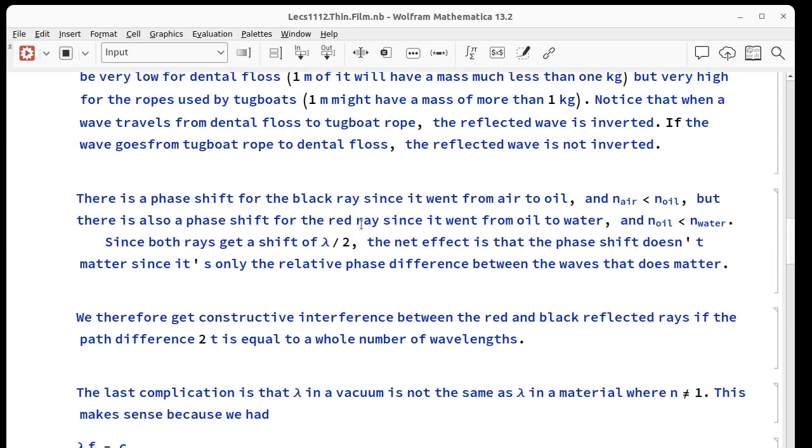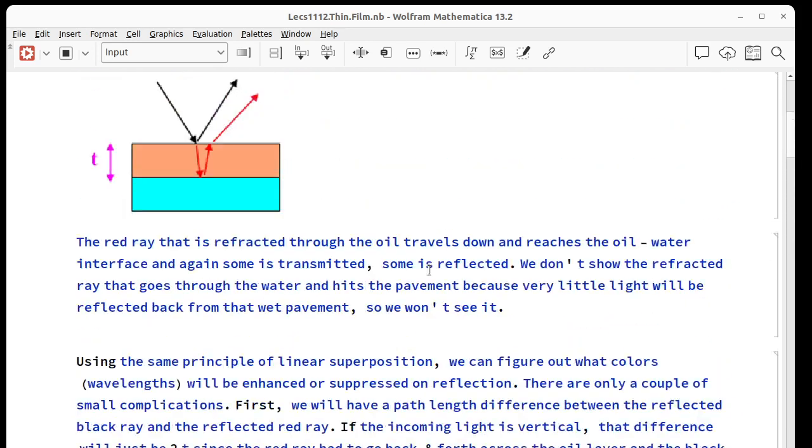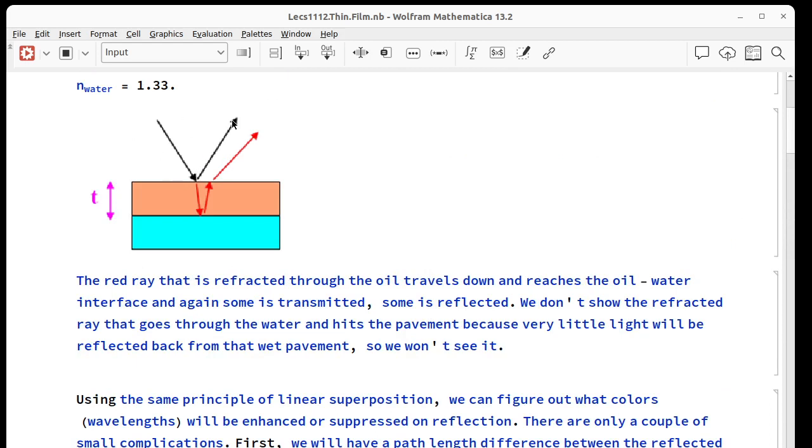So now we go back to our black ray that went from air to oil. We're going to get a 180 degree phase shift here because air has a lower index of refraction than oil. Now what about the light that goes through the oil? It goes from n of 1.2, bounces off the water, which is 1.33. We also get a 180 degree phase shift there. So these two things that were originally in phase, we don't have to worry about the 180 degree phase shift since they both got one, and all we care about is relative phase. So we just need to know how many wavelengths fit in that extra traveled distance of 2t.